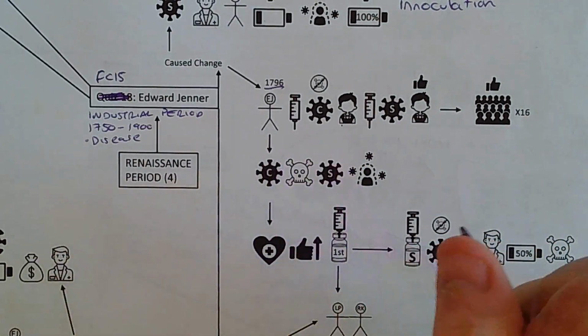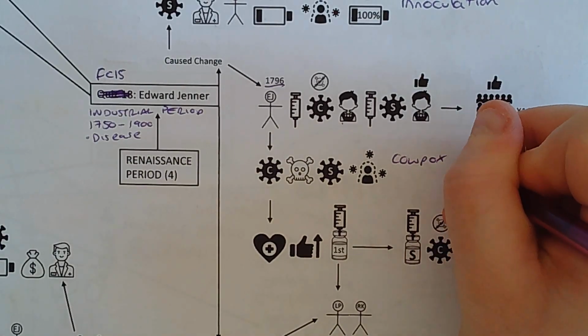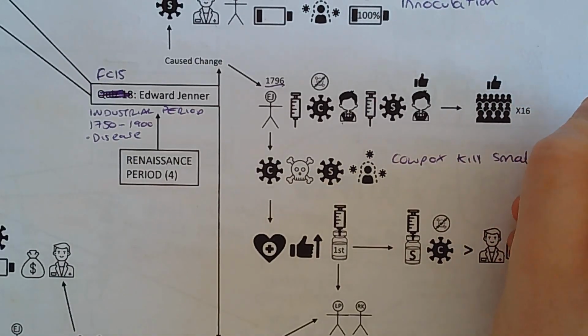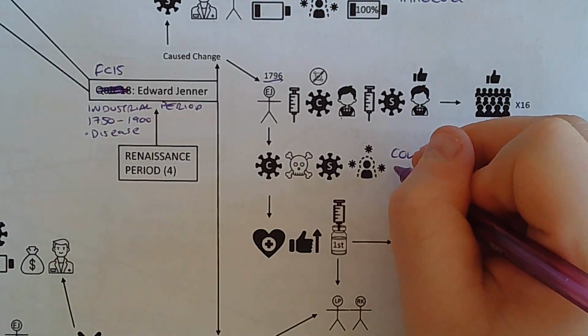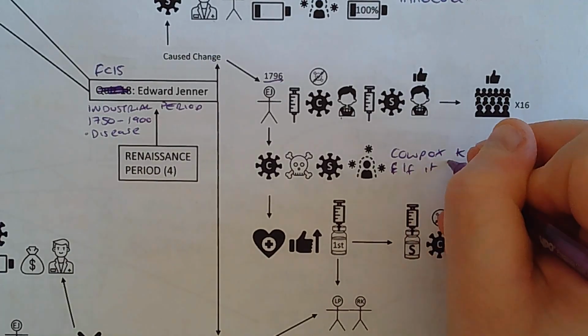So he injected the cowpox into the boy, he then injected smallpox, and the boy survived. This shows that Jenner realised cowpox would firstly not harm humans, and that it would then kill smallpox if it tried to get into the body.